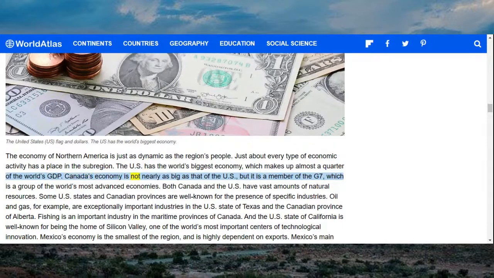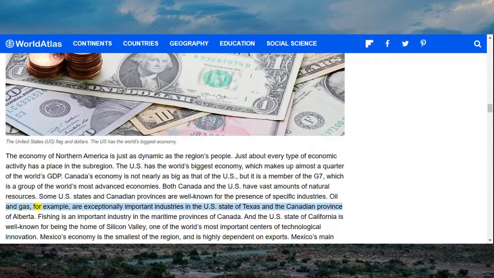Canada's economy is not nearly as big as that of the US, but it is a member of the G7, which is a group of the world's most advanced economies. Both Canada and the US have vast amounts of natural resources. Some US states and Canadian provinces are well known for the presence of specific industries.